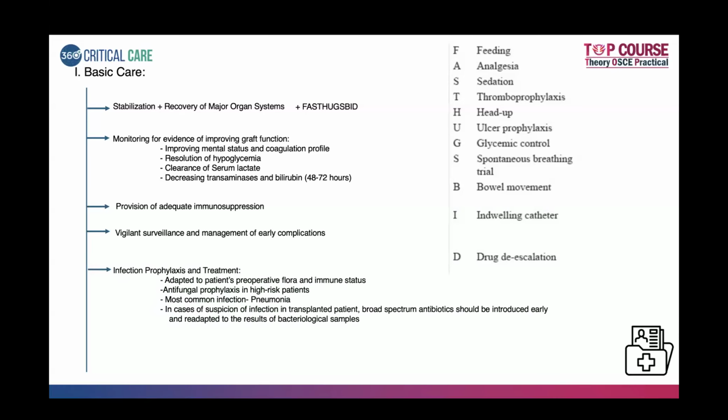And infection prophylaxis and treatment. Niharika madam had very beautifully explained the post-transplant related infections that are likely to occur at various timelines. With regard to liver, you need to adapt the prophylactic antibiotic choices based on the patient's preoperative flora and immune status. Antifungal prophylaxis is to be added in high-risk patients, and the most common infections in post-transplant patients are pneumonias. In cases of suspected infection in transplanted patients, broad-spectrum antibiotics should be initiated early and readapted to the results of the bacteriological samples.